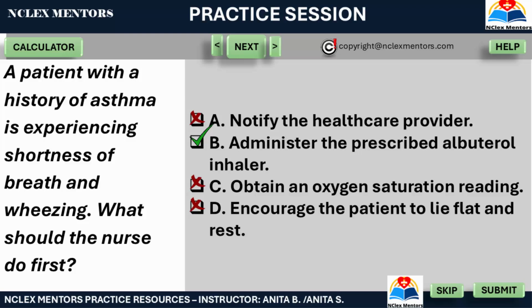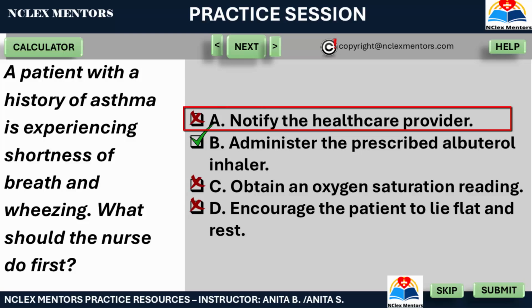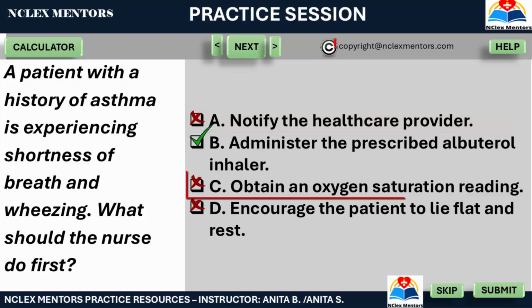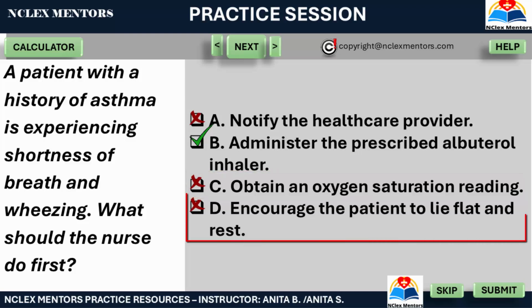The correct answer to this question is option B. Administer the prescribed albuterol inhaler. Here, there is a need of patient safety. Immediate intervention is needed to open the airways. So, why not A? A is incorrect here because we notify the provider only after initial interventions. Why not C? It's because oxygen saturation can be assessed later, action is needed first. And why not D? It's because lying flat could worsen breathing difficulties.